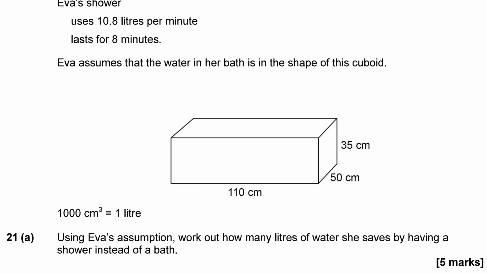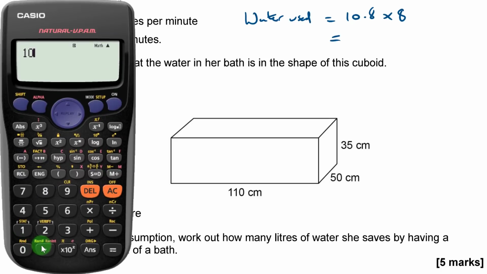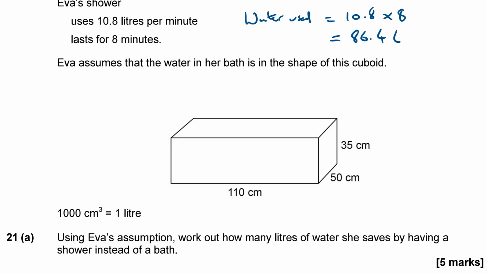Okay, so how much water does she use for the shower? So water used for the shower is going to be 10.8 litres per minute for 8 minutes. So 10.8 times 8. 10.8 times 8, according to my calculator, is 86.4 litres. Okay, right, now let's compare that with the amount of water she has in the bath.